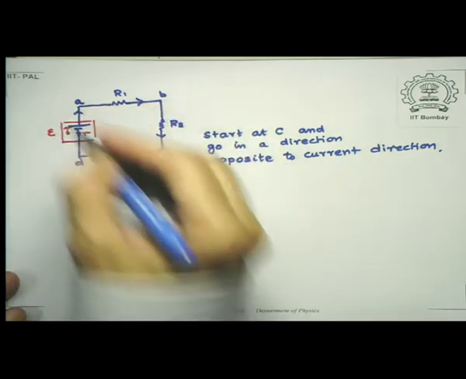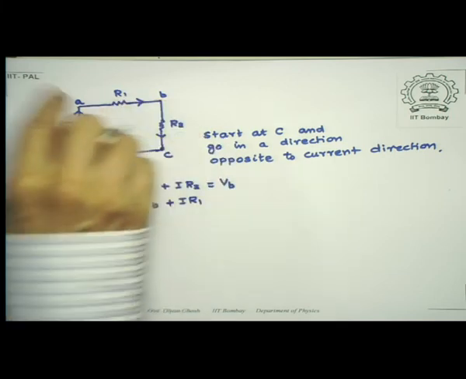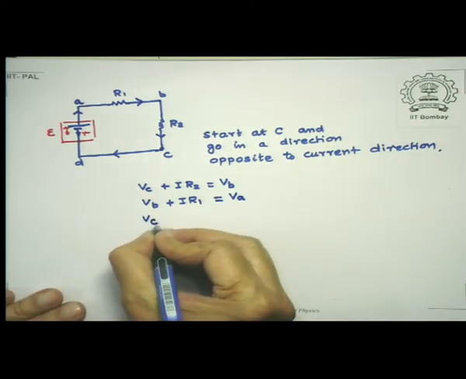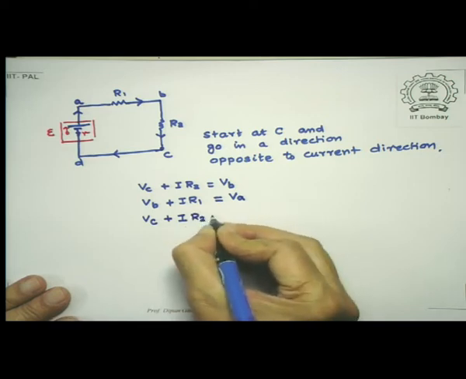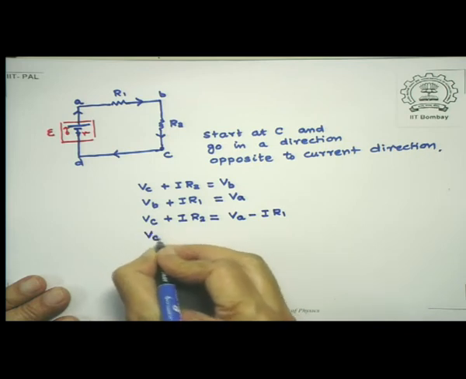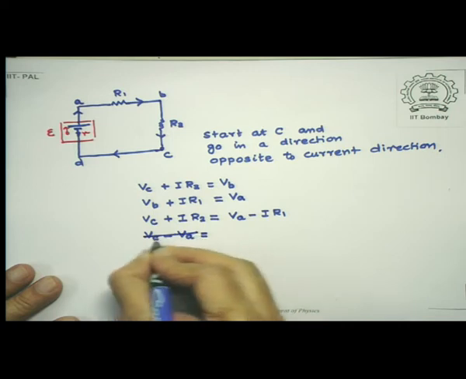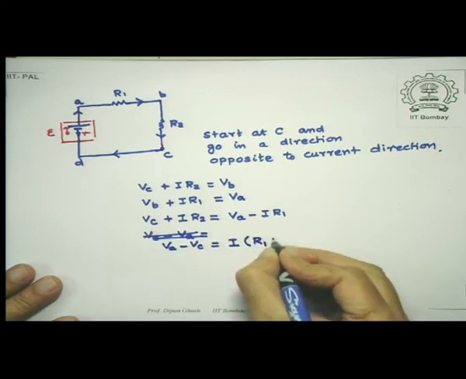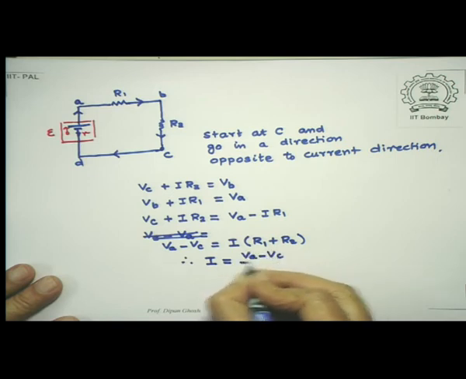Continuing like this, let me go to the point A. So my Vb plus I times R1, that is the rise in the potential as you move from B to A, and that's equal to Va. So therefore what I get is Vc plus I times R2 equal to Vb, but Vb is Va minus I times R1. So that tells me that Vc minus Va, or rather I should say Va minus Vc, is I times R1 plus R2. So therefore, the current I is given by Va minus Vc divided by R1 plus R2.